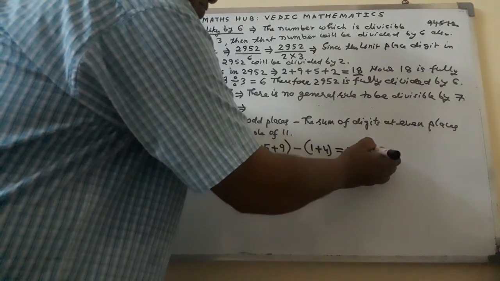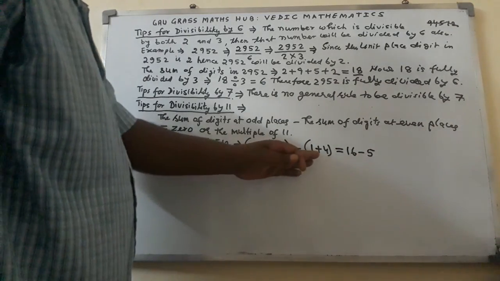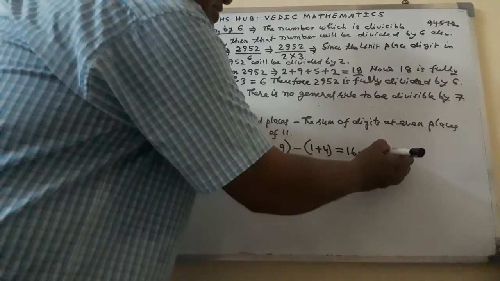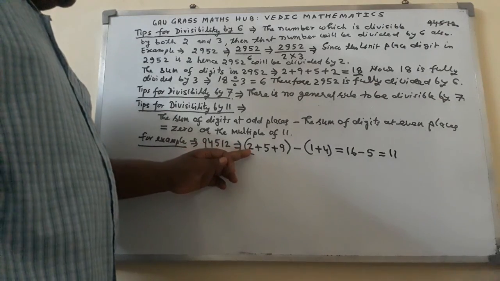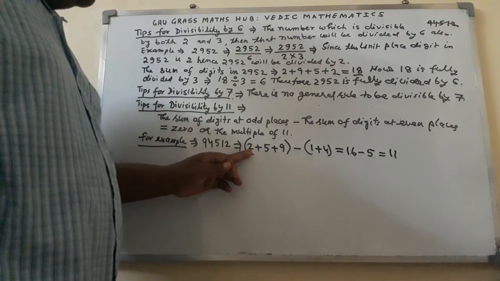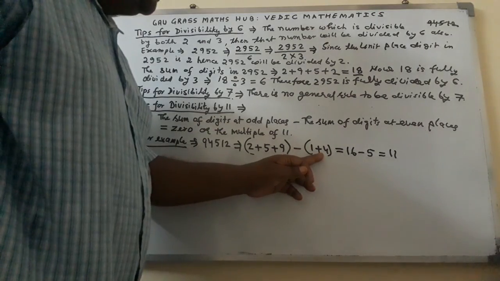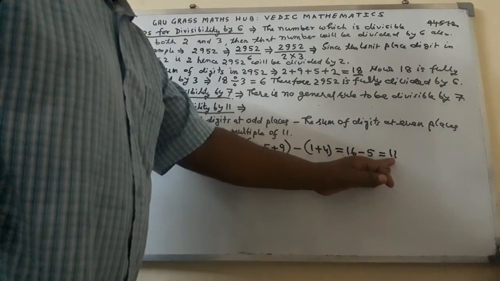16 minus 5: 1 plus 4 gives 5. So 16 minus 5 gives 11. And now the sum of digits at odd places minus the sum of digits at even places, you have got the result as 11.